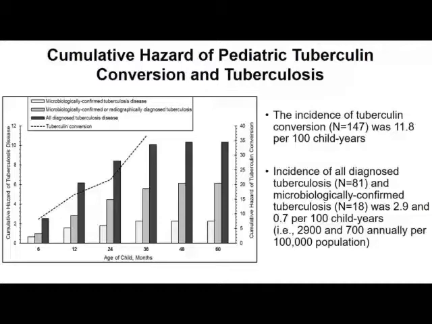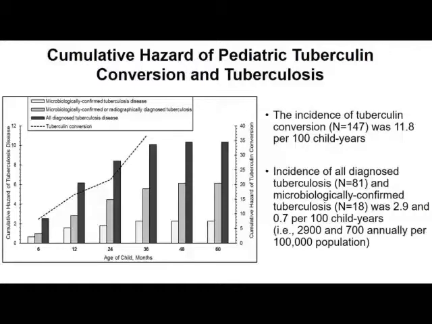The rate was 11.8 per 100 child years, and 147 kids converted their skin tests by 3 years of follow-up, which is a very, very high rate, which means transmission is happening at a very high rate. And for incident disease, the white bars are microbiologically confirmed cases, the gray bars are microbiologically confirmed or radiographically suggestive cases, and then the black bars are all diagnosed tuberculosis.